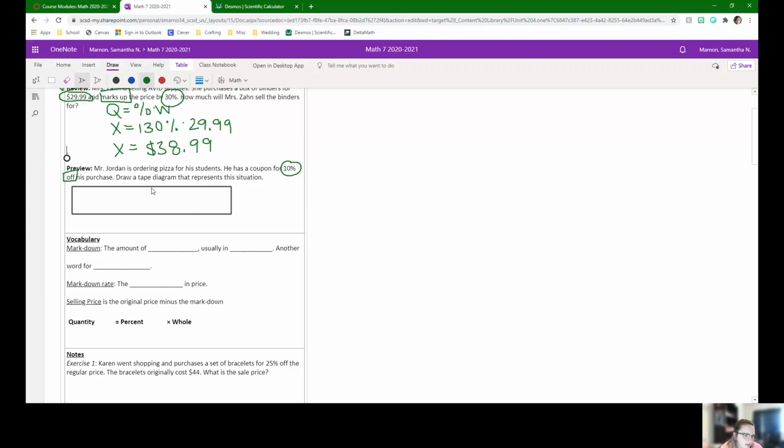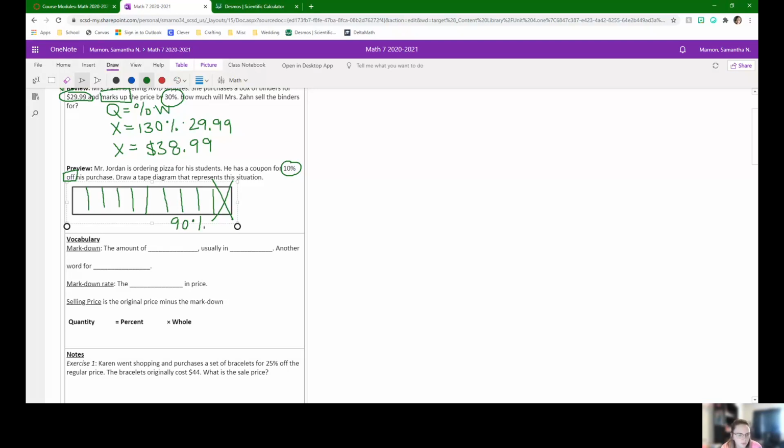The easiest way to do 10 pieces is to first split it in half and then split the half into 5 pieces by drawing 4 lines. So there's 1, 2, 3, 4. Those are my 5 pieces here. 1, 2, 3, 4, and those are my 5 pieces here. We want them to look as equal as possible. So now if it's 10% off, that's really getting rid of this box right there. So what we would be left with is 90%.